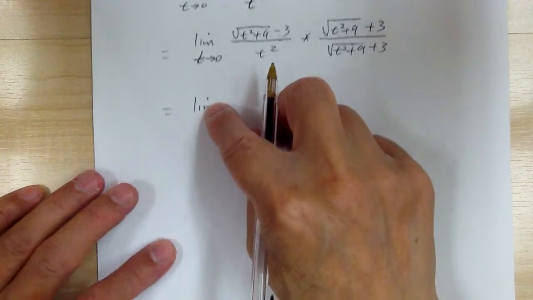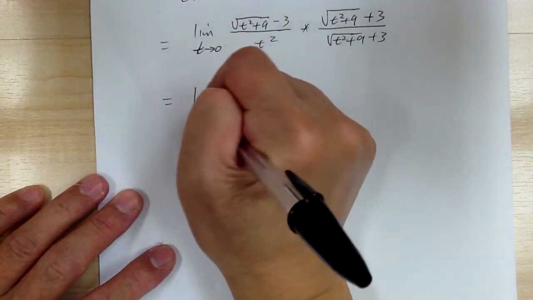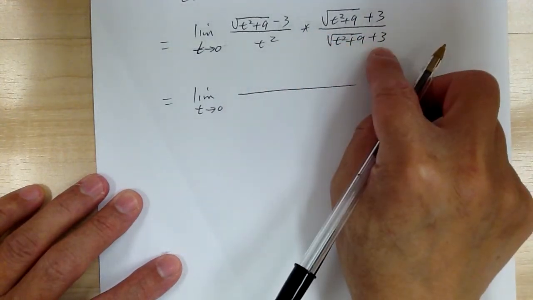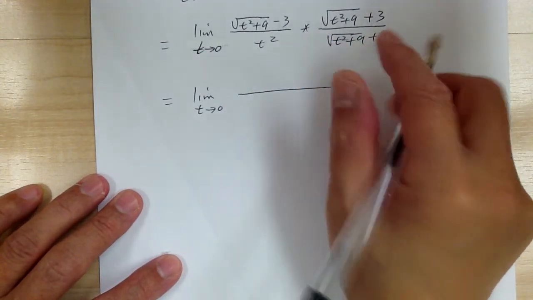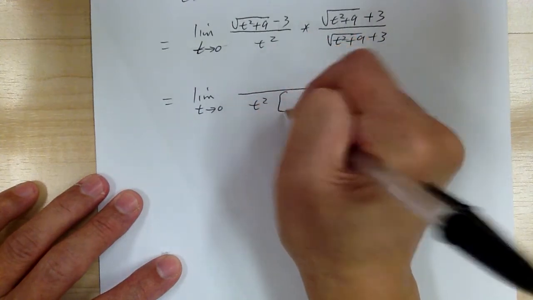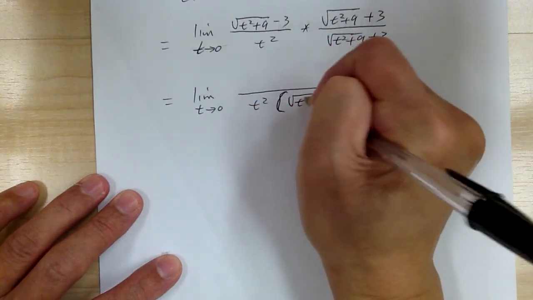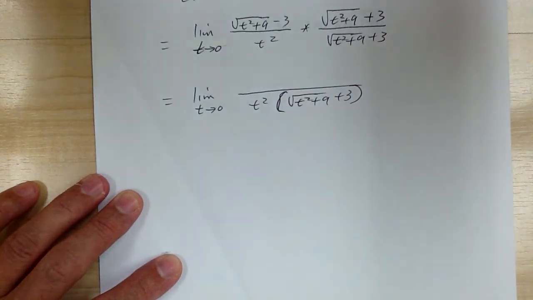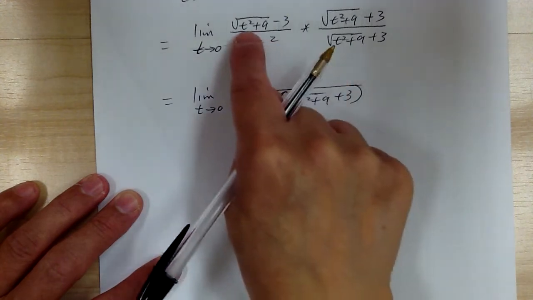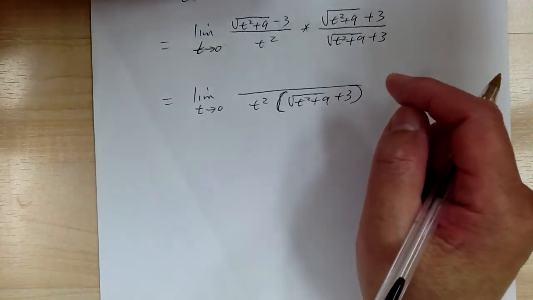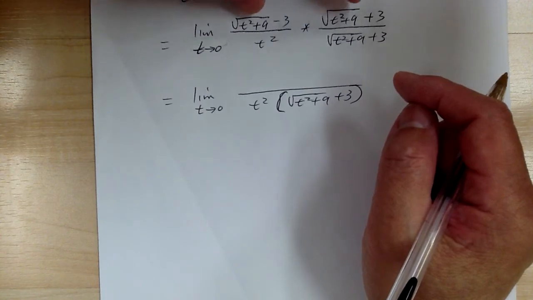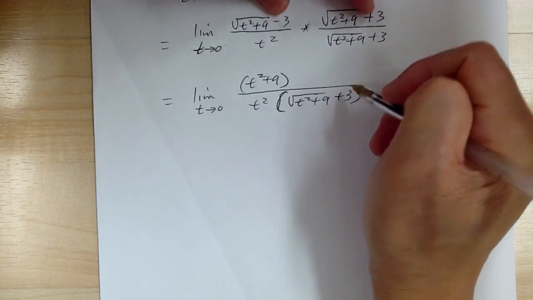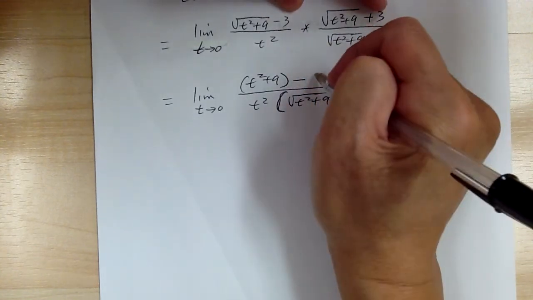Now make sure you keep the limit until you're ready to evaluate. So when you multiply, do not multiply the bottom. Okay, you leave the bottom alone. So you're going to get t squared times the square root of t squared plus 9 plus 3. Again, do not multiply the denominator, or else you're going to get stuck. Okay, leave the bottom alone. So over here, when you multiply the conjugate, you just multiply corresponding parts. So on top you're going to get t squared plus 9, minus times plus gives you minus, 3 times 3 gives you 9.